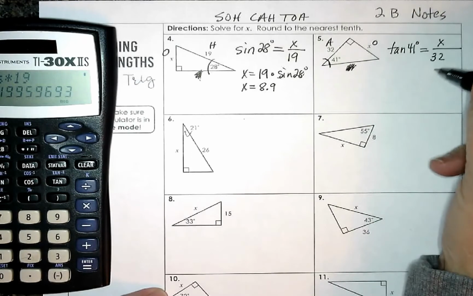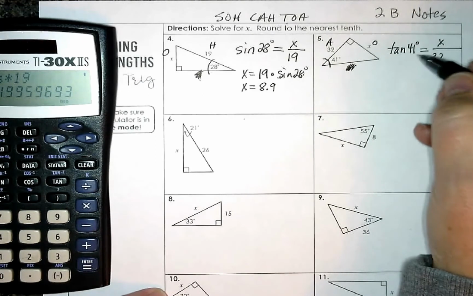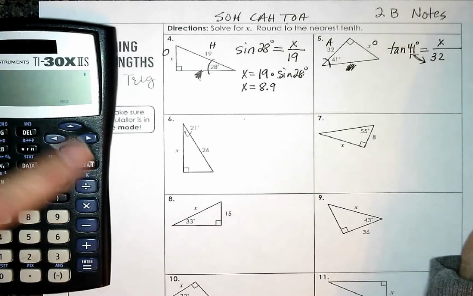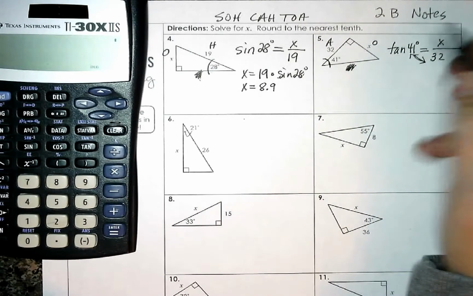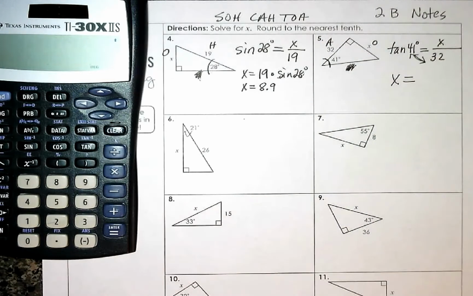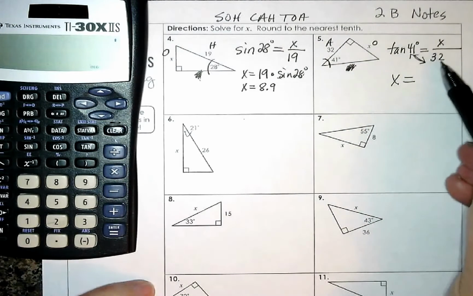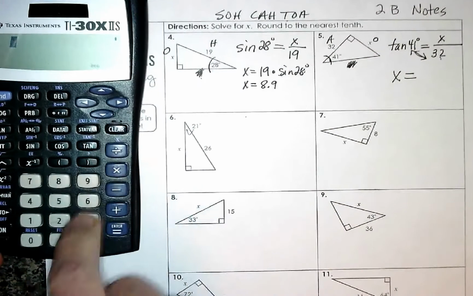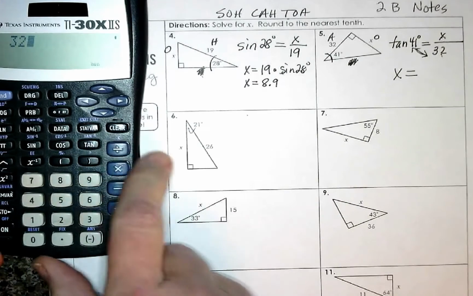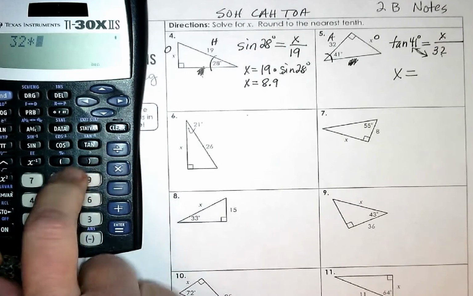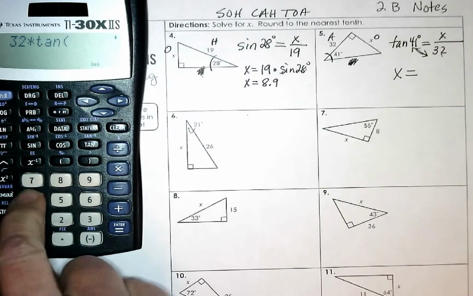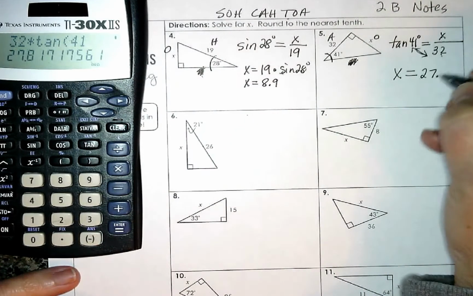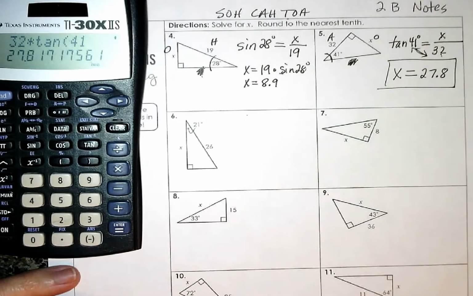We said if x is on the top, it's a multiply. So I need to multiply these two right here. I'm just going to do it all on my calculator. I don't need to write anything else. I can find x just by the way it is. So we're going to start with this number over here, because it's just easier that way. So 32 times, now I'm going to put my decimal in, tan 41 equals, and you can see I get 27.8, done.